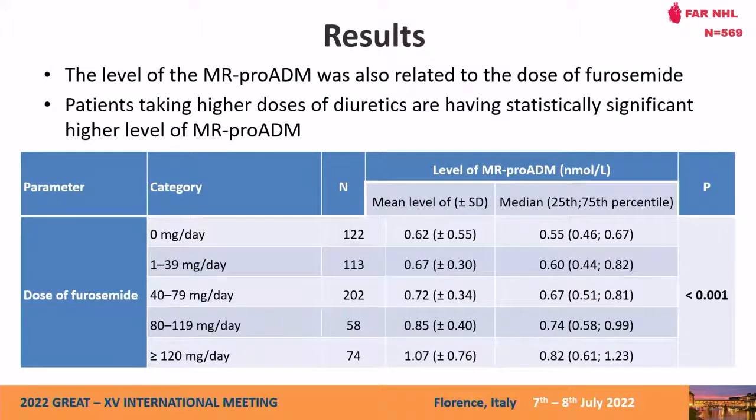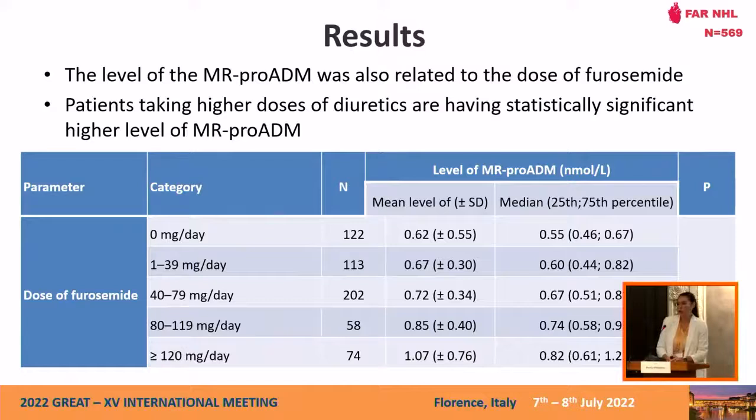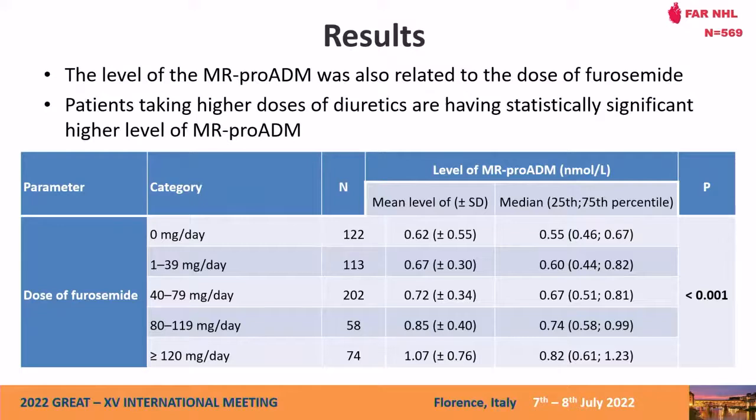Then we related the level of mid-regional proadrenomedullin to the dosage of the loop diuretic furosemide, and we discovered that patients taking higher doses of diuretics have a statistically significantly higher level of mid-regional proadrenomedullin. We conclude that this may reflect their level of congestion, that these patients are suffering from a higher level of congestion or maybe are not adequately decongested, so they need to receive a higher dosage of loop diuretics. Maybe it might also help us in guiding diuretic therapy, such as adding another diuretic or, for example, using some other method for their treatment.